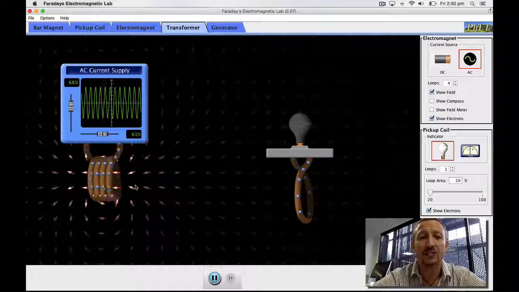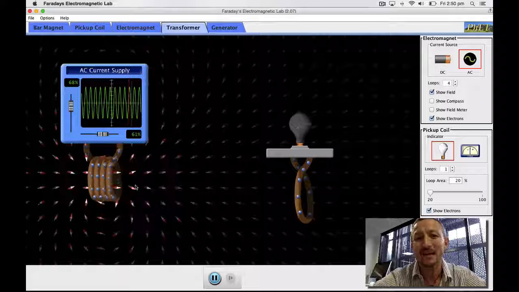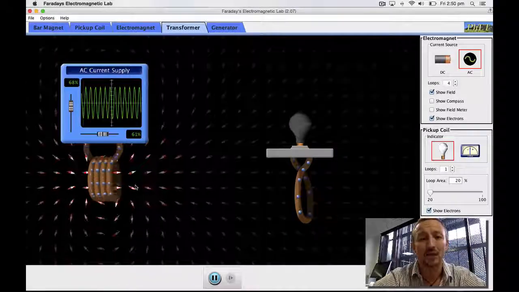We'll be looking at electronics and seeing how we can convert AC to DC using capacitors and diodes.